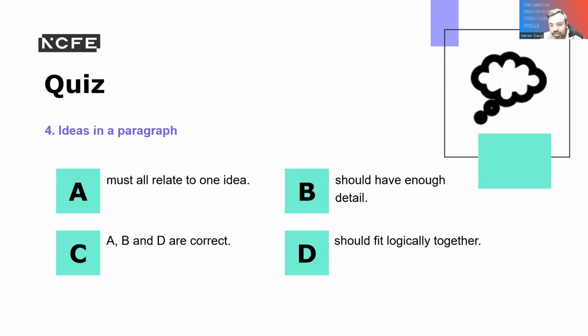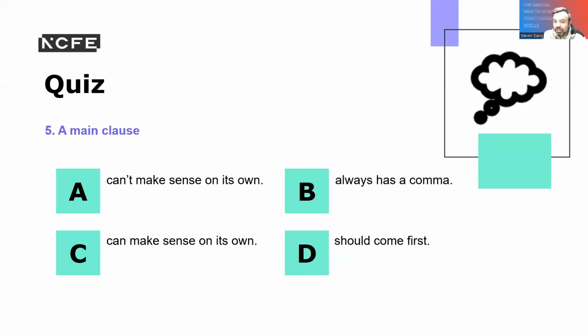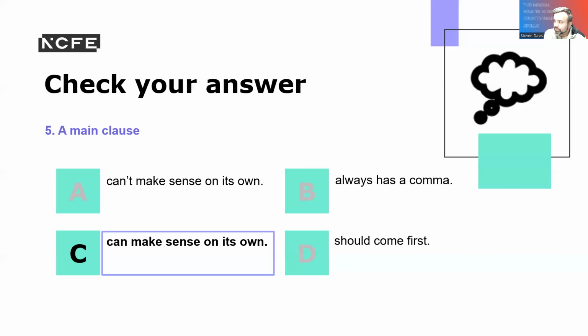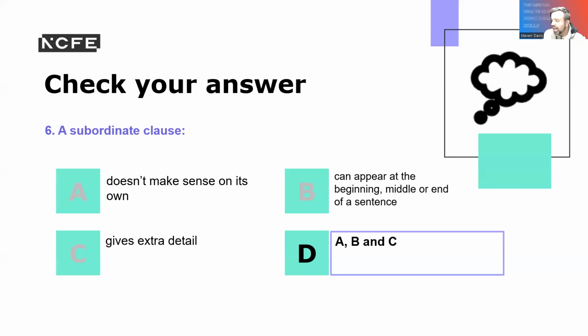Ideas in a paragraph must relate to one idea, should have enough detail, and should fit logically together. They're all correct. A main clause: can't make sense on its own, always has a comma, can make sense on its own, or should come first? Remember, the main clause can make sense on its own. A subordinate clause: doesn't make sense on its own, gives extra detail, and can appear at the beginning, middle, or end of a sentence. So it's got to be all, isn't it? Because we've seen that all in action.